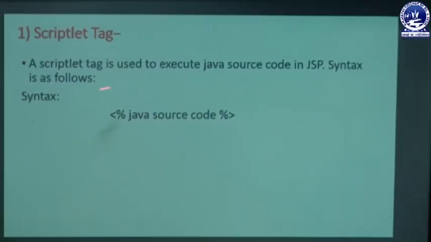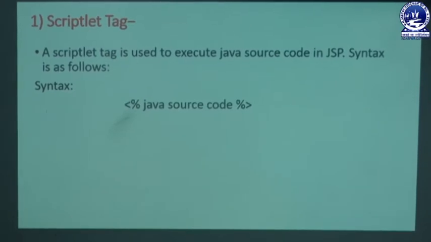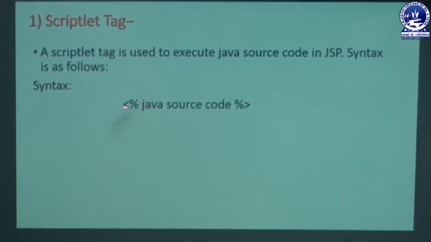But how to use it, and what are the related syntax structures in this scriptlet tag? Let us focus on that slide. If a user wants to write Java-related code, we must use a tag that is a left angle bracket with a percent sign as the opening tag, and this is the closing tag. In between these two tags, we write some Java-relevant code. The user must write the Java-related code in between these opening and closing tags.